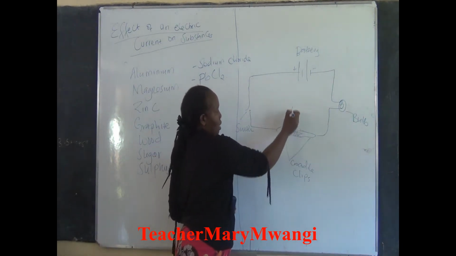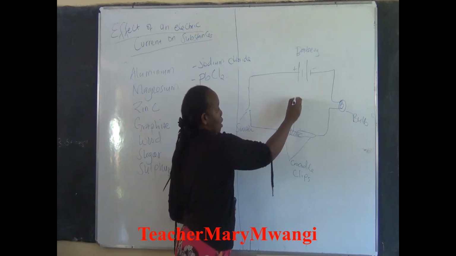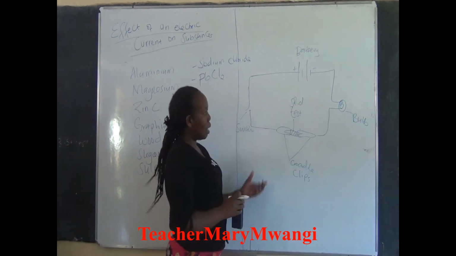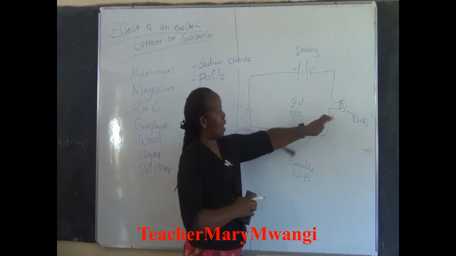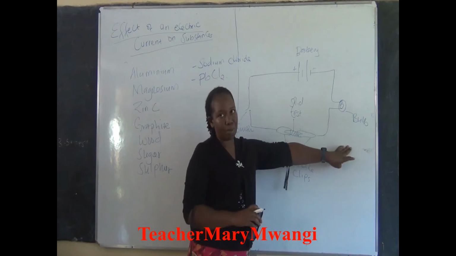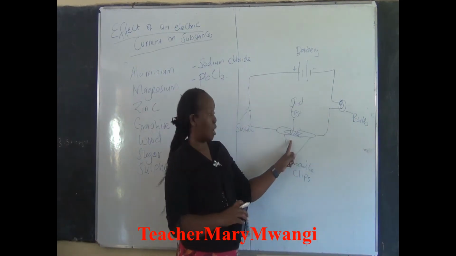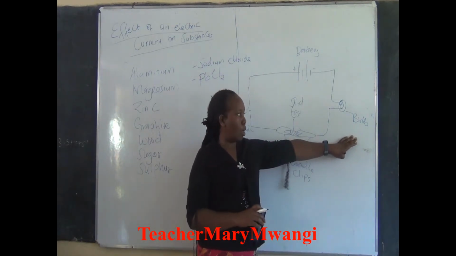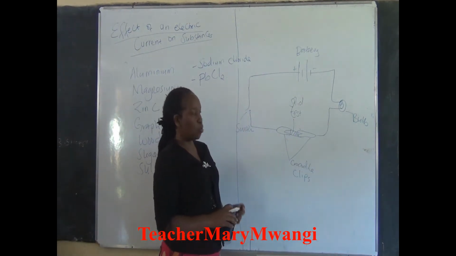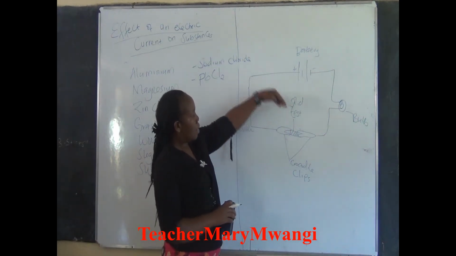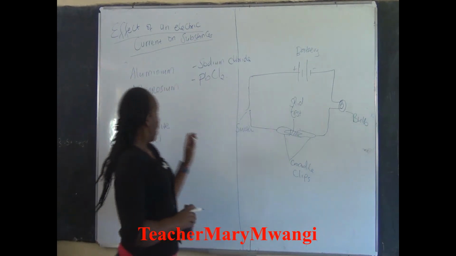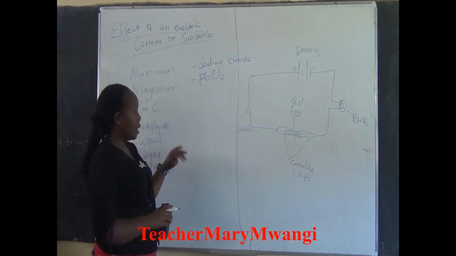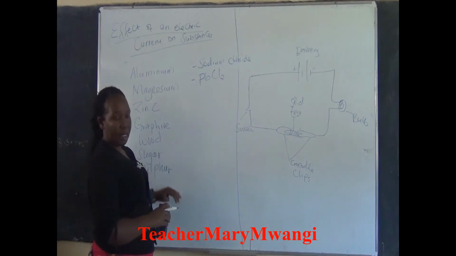Whenever we put our solid or our sample on the crocodile clips, if that substance conducts electricity, then the bulb will light. But if that solid does not conduct electricity, the bulb will not light. So we are going to put various solids, including sodium chloride, lead chloride, aluminium, magnesium, zinc, graphite, wood, sugar, and sulfur.